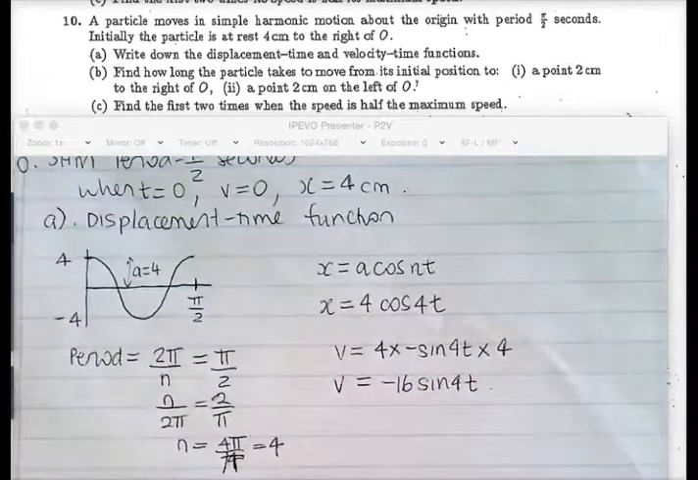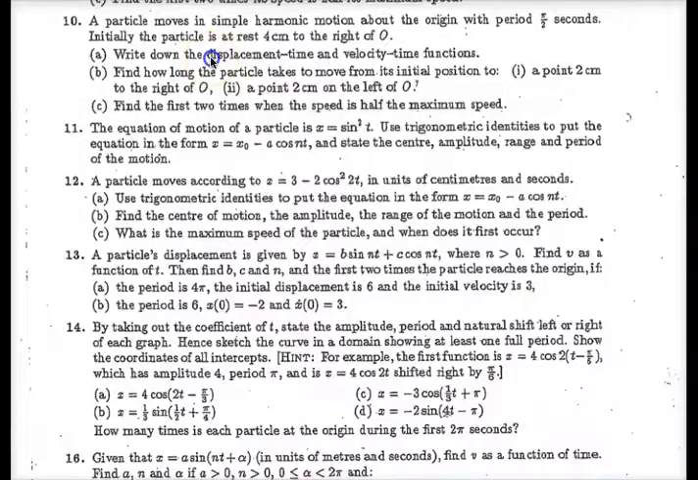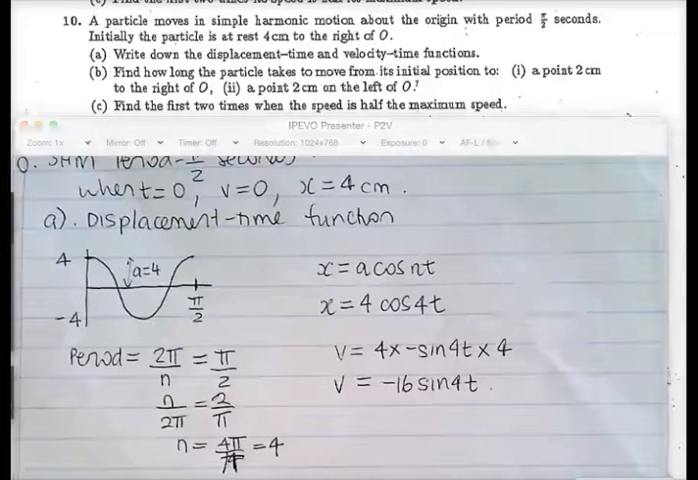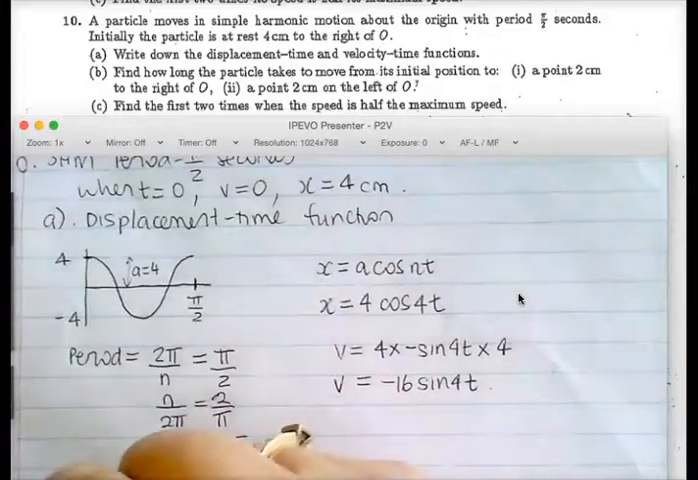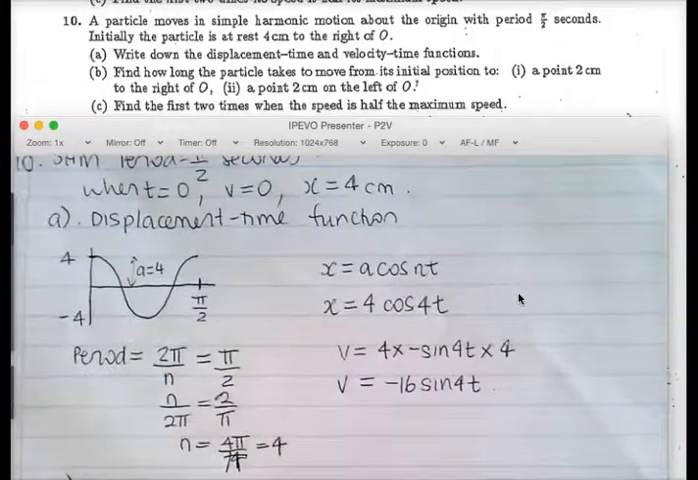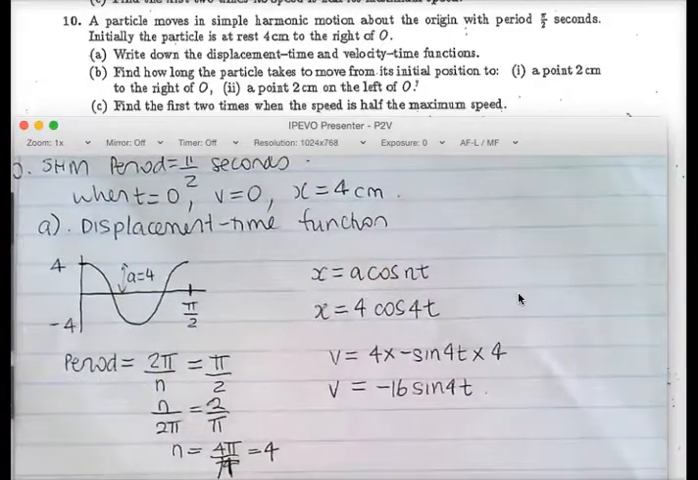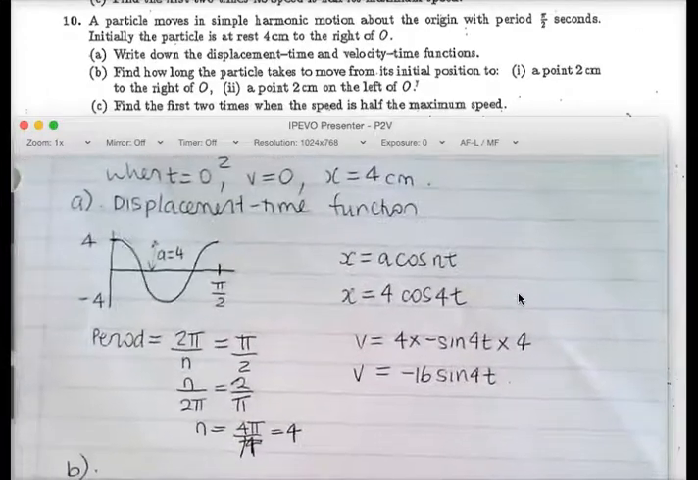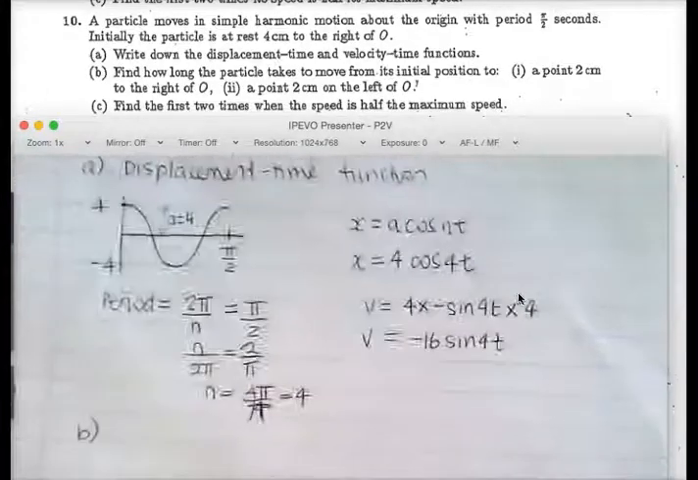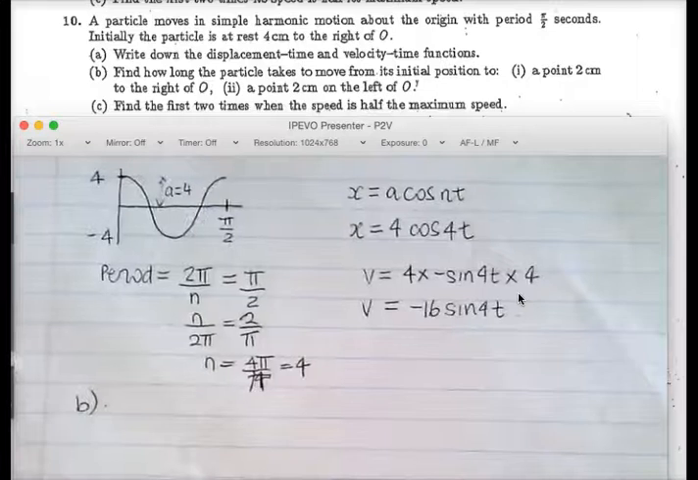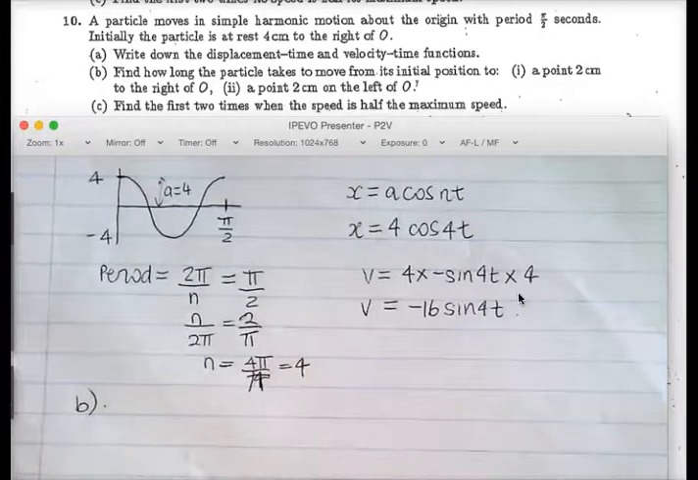So we've done part A. We've written down the displacement time and the velocity time functions. Are we okay with that? All right, now for part B. I think part B, you girls should be okay, but we'll do it anyway. Once we've got that, we can answer the rest of our questions.